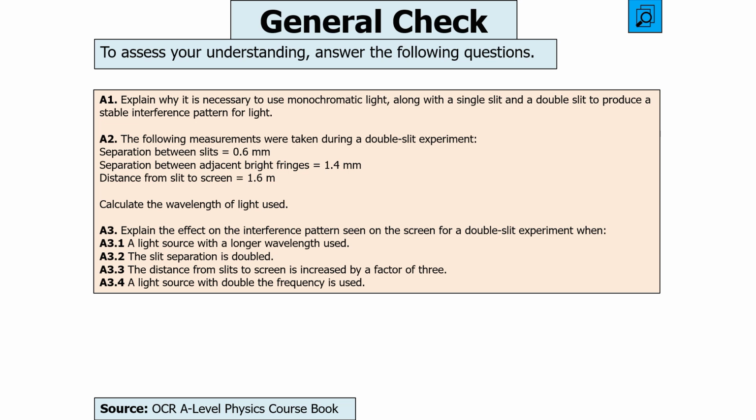Then for number 3, explain the effect on the interference pattern seen on the screen for a double slit experiment when A, a light source with a longer wavelength is used. Secondly, B, the slit separation is doubled. Thirdly, C, the distance from slit to screen is increased by a factor of 3. And then fourthly, D, a light source with double the frequency is used. So pause the video now, then unpause the video when you want to go through your answer.